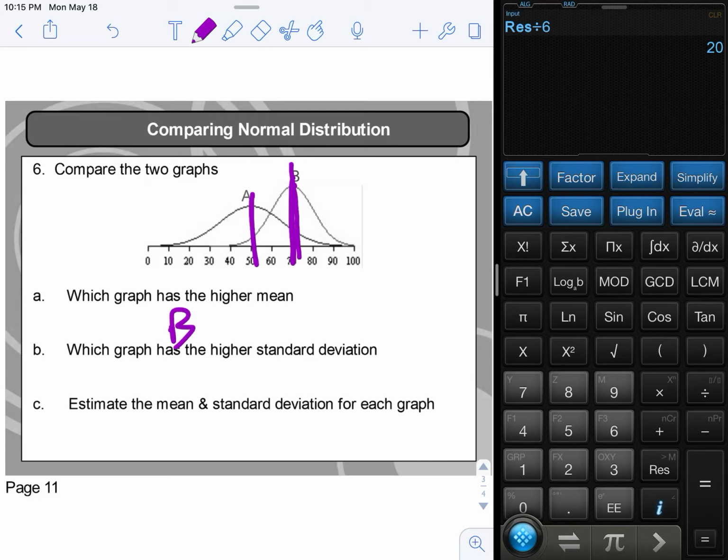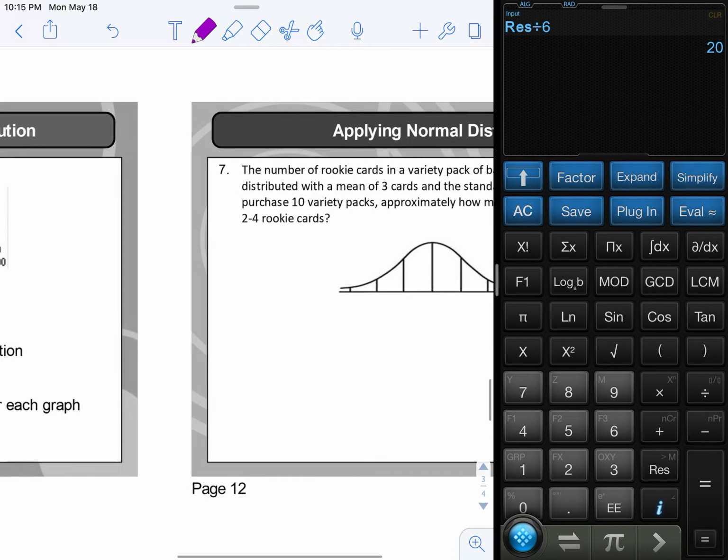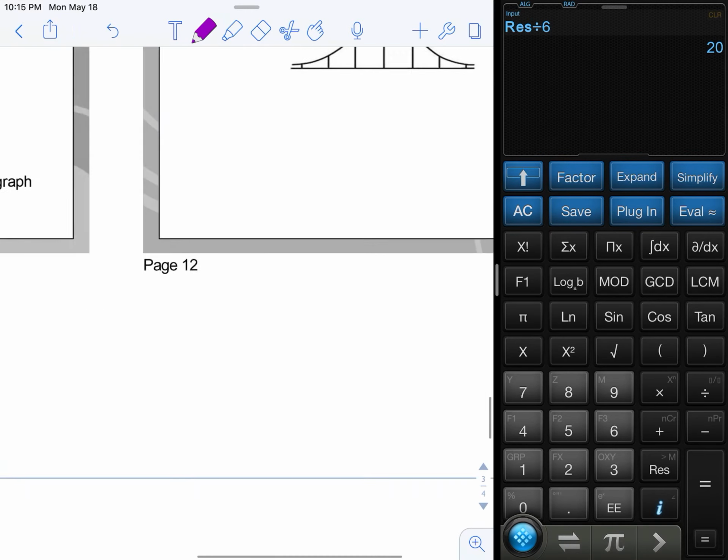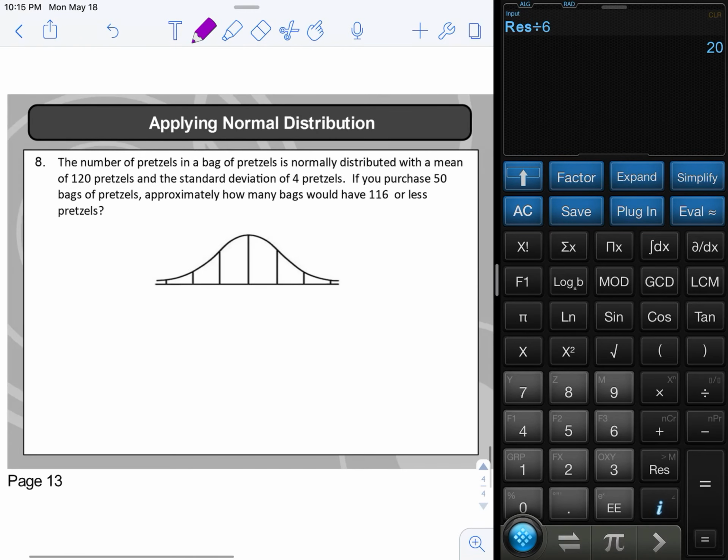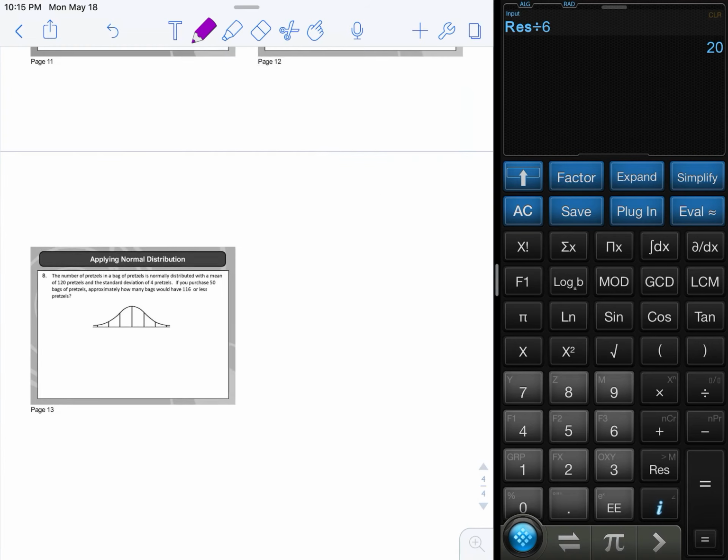Which has the higher standard deviation? All right, now check this out. The wider the graph is, the bigger the standard deviation. The closer the graph is, the smaller the deviation. So the higher standard deviation is A. Okay? Just to give you an idea. All right, we don't have to do that one. We don't have to do that one.